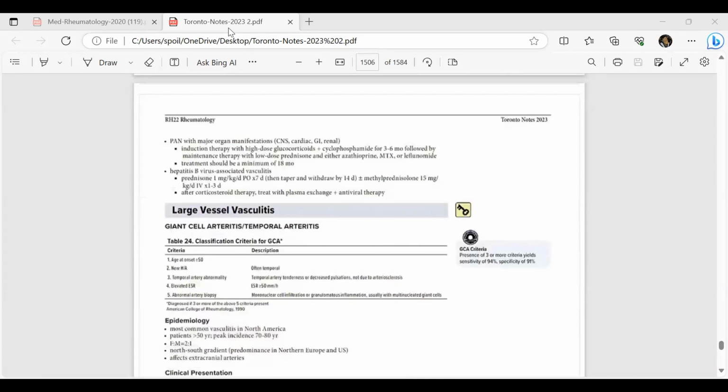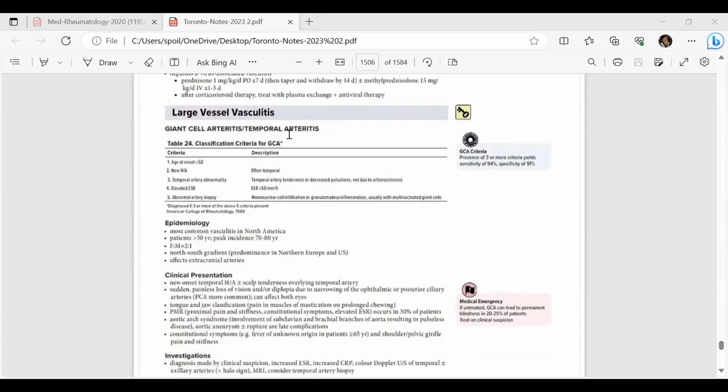Now it is large vessel vasculitis. Okay, giant cell arteritis or temporal arteritis. The classification is age greater than or equal to 50. I cannot read this, if anyone can tell me what it is. New, often temporal, new headaches, I think so. And temporal artery abnormality, elevated ESR, and abnormal artery biopsy.